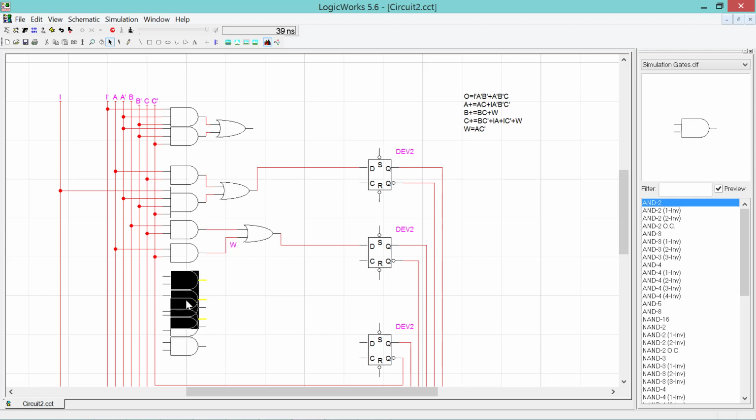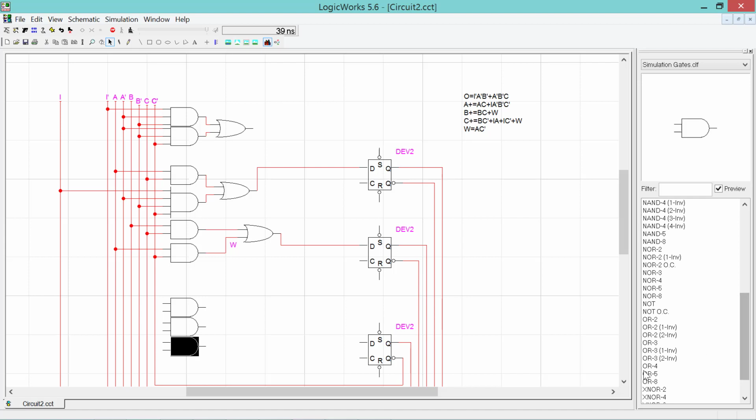We can move these down a bit. These feed 1, 2, 3, 4 to a 4-input OR gate. So let's grab an OR 4 here, and we can connect first W. Then we need BC prime, B ANDed with C prime. We need I ANDed with A. Then we need IC prime.